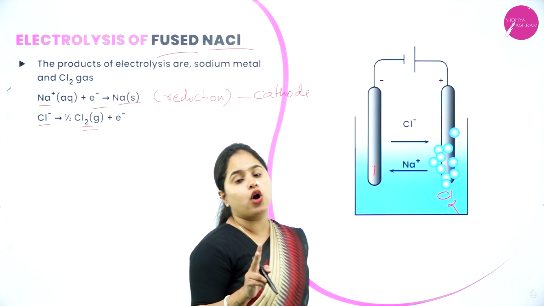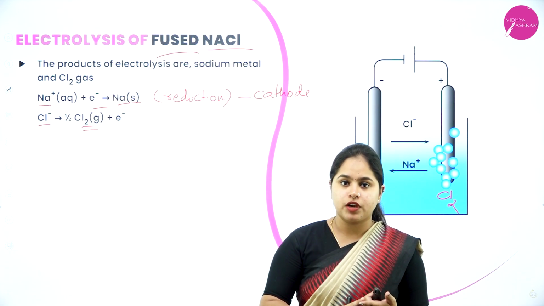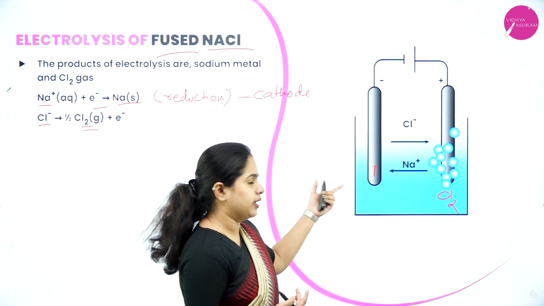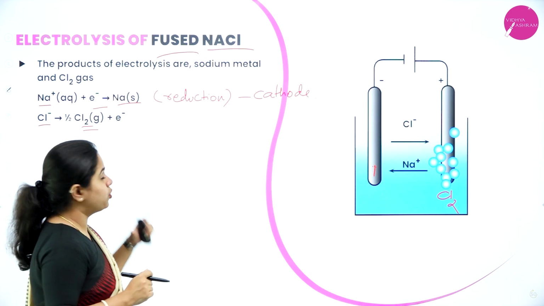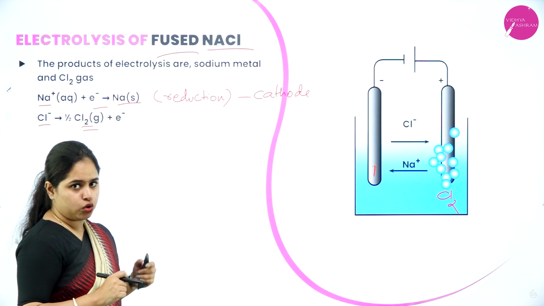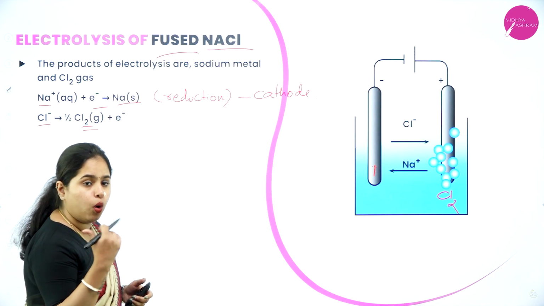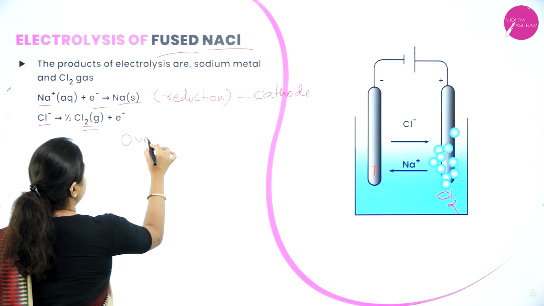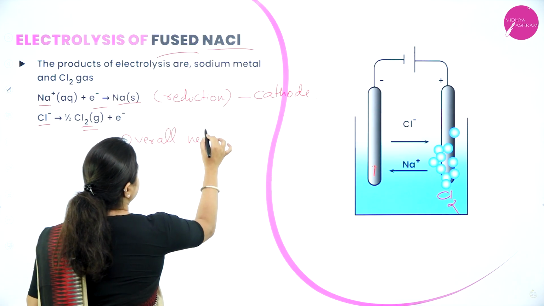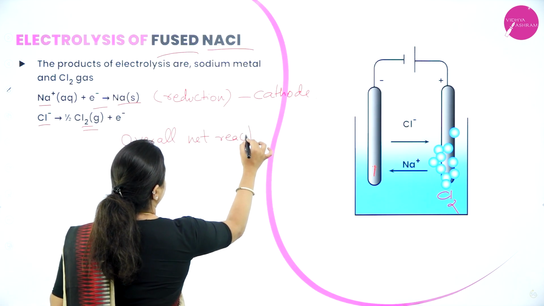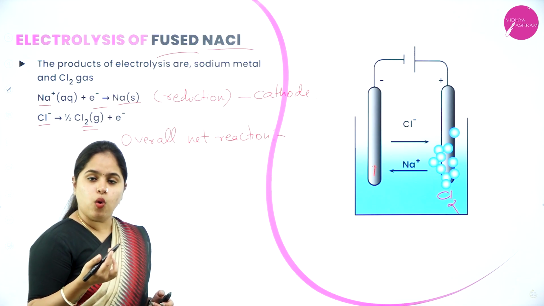So which two products are formed here? Sodium, which is in the solid state, which is deposited in the cathode, right? So now we saw the anodic reaction and the cathodic reaction. So how do I write the overall reaction? The overall or the net reaction. How can I write the overall reaction?